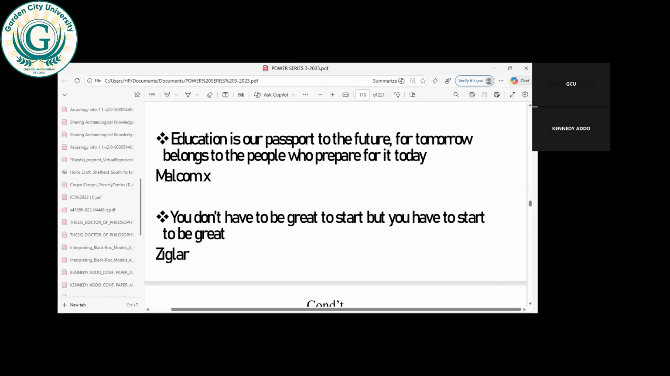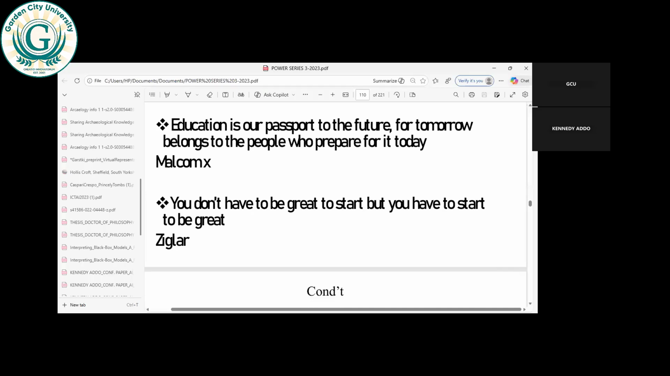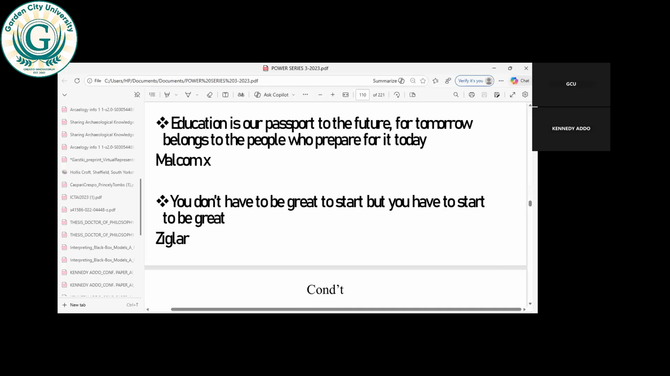Education is our passport to the future, for tomorrow belongs to the people who prepare for it today. You don't have to be great to start, but you have to start to be great.